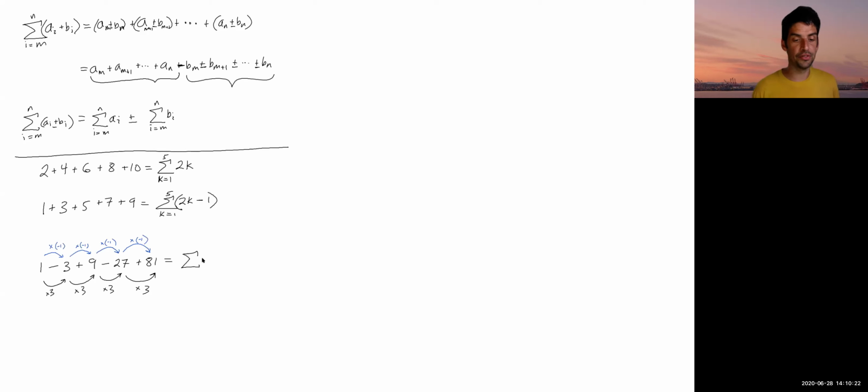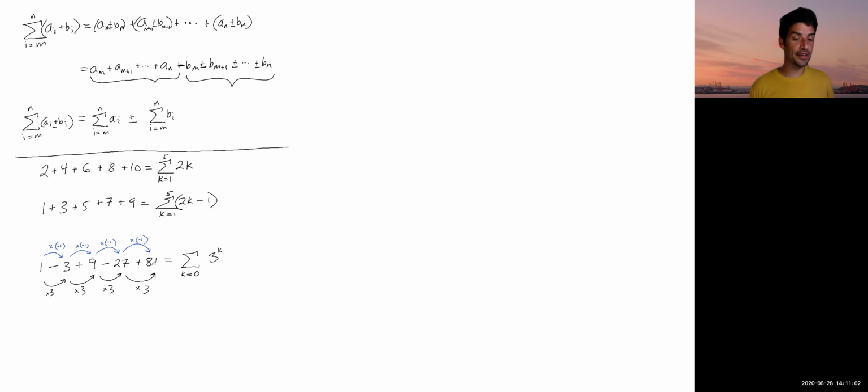So let's start with the times 3. I want to add a factor of 3 for each term. What helps me count factors? That's exponents. So I'm using k as my index, and every time k increases, I add a factor of 3. Where do I start? Well, how many factors of 3 is 1? That's 0, right? 3 to the 0 is 1. 3 to 1 is 3. 3 squared is 9. 3 to the third is 27. 3 to the fourth is 81.